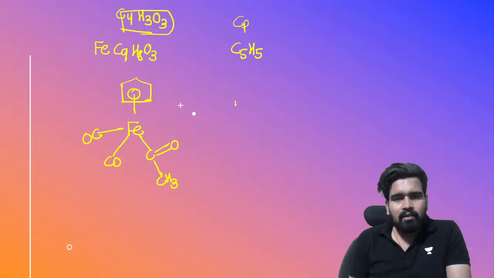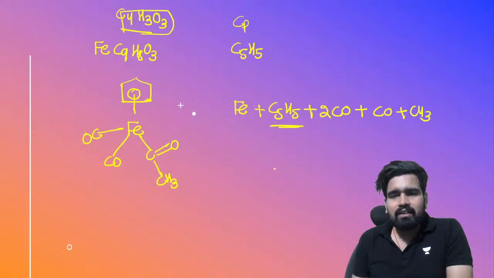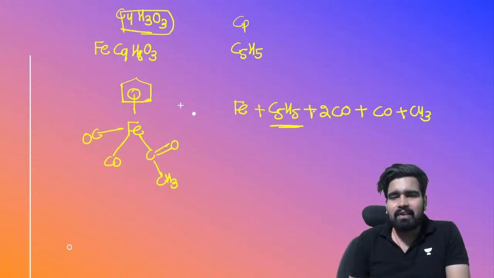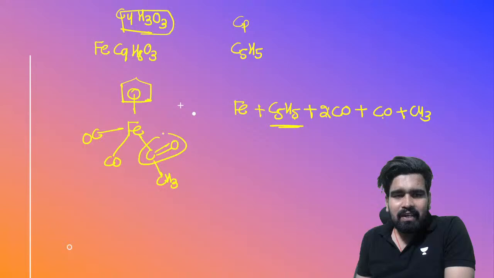Here you will see one is iron. There are 5 carbon C5H5, 2 CO, and there is one CO that is bridging and one CS3. You will check the formula will be the same. 5 carbon is here, 6, 7, 8, 9. So 9 carbon, and hydrogens 5 and 3, 8 hydrogens, and 3 oxygen. So the formula is correct and we got one CO that is bridging in nature.